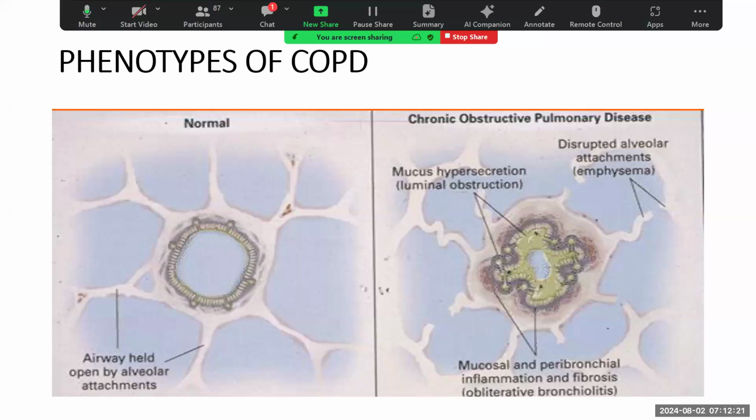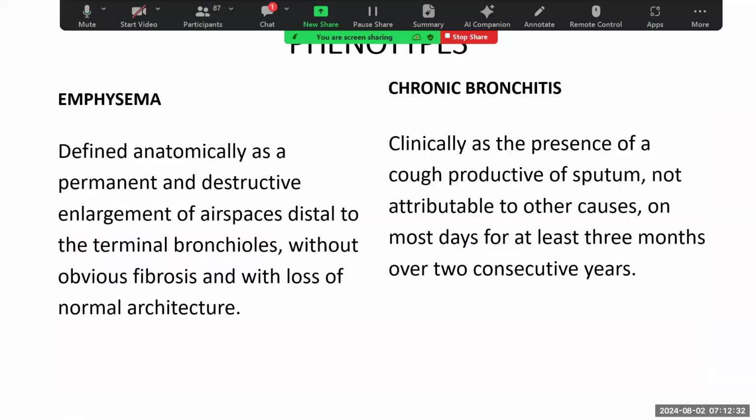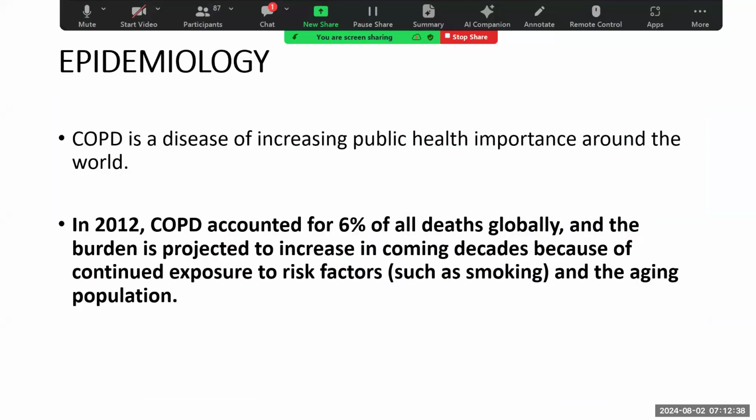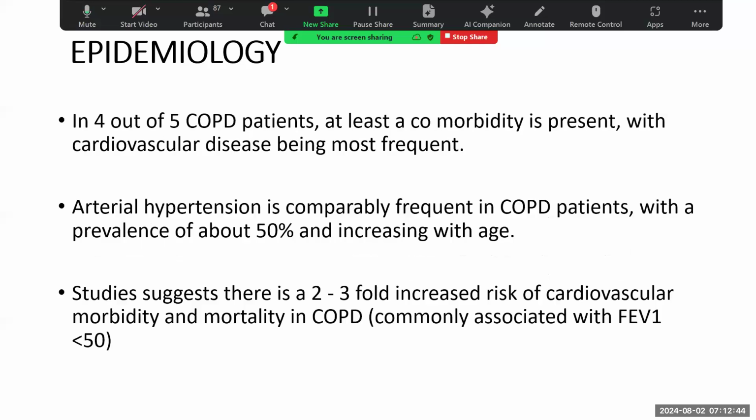And in the chronic bronchitis, you have excess mucus in the airway. You can see the narrowing of the airway. This can also be worsened in bronchiectasis associated with COPD. So we commonly refer to them as the pink puffers, the emphysema, and the blue bloaters. COPD in 2012 was regarded as the sixth cause of deaths globally, and that risk has continued to increase. And 4 out of 5 COPD patients have comorbidities that are more commonly associated with cardiovascular diseases. Arterial hypertension has been seen in about 50% of those with COPD.